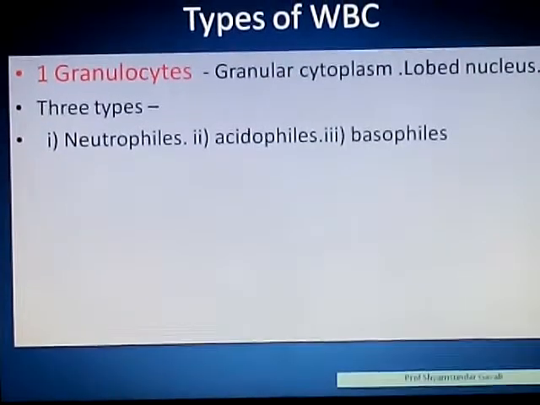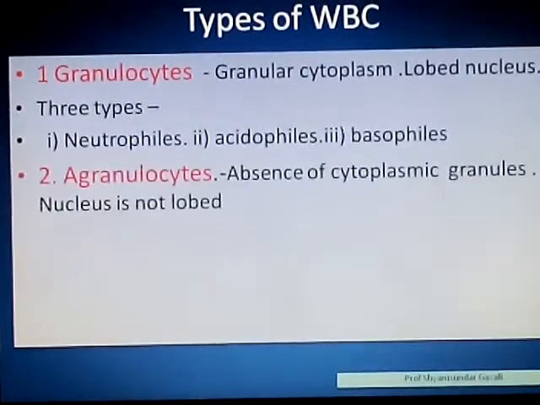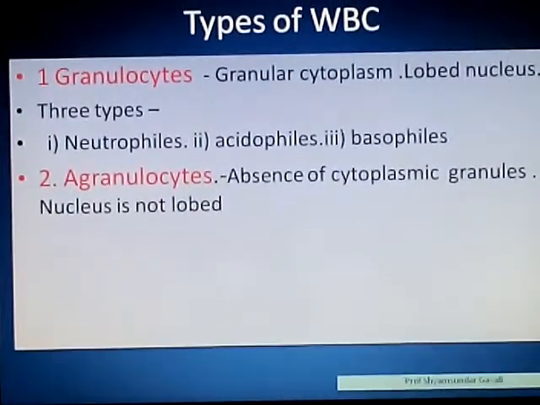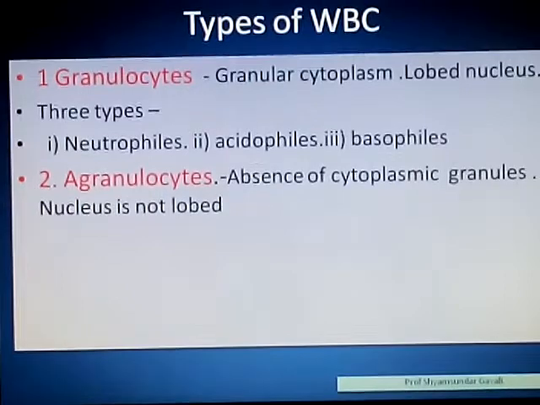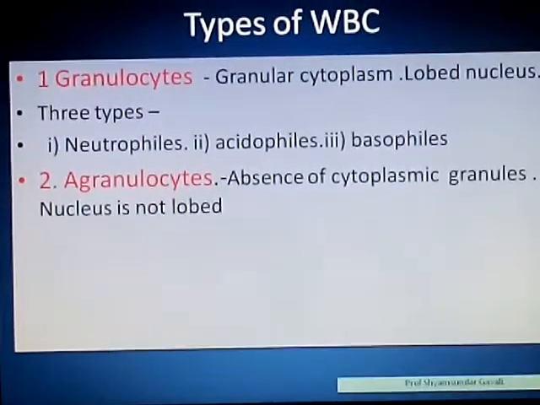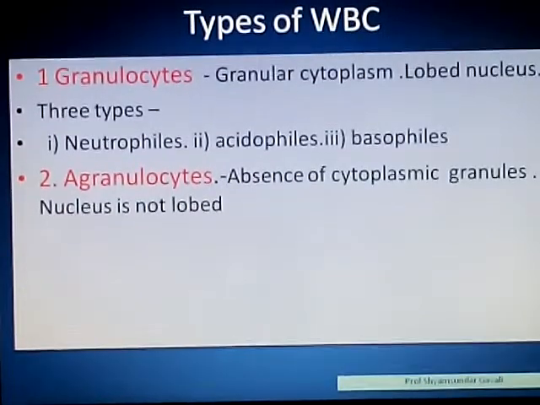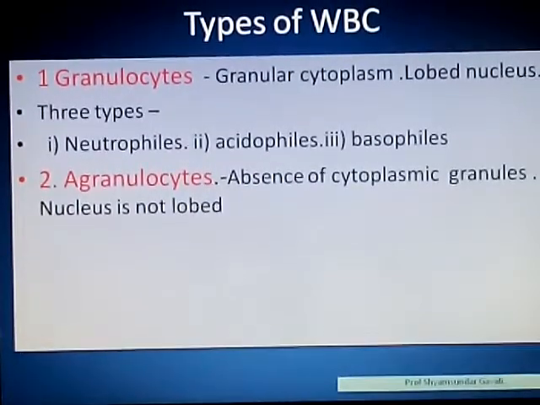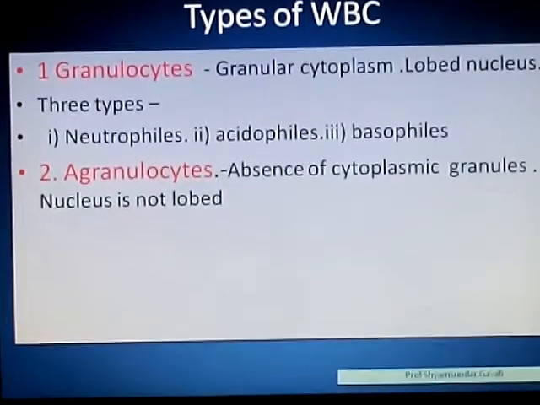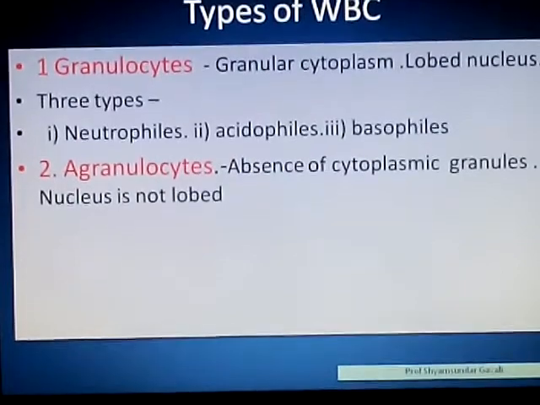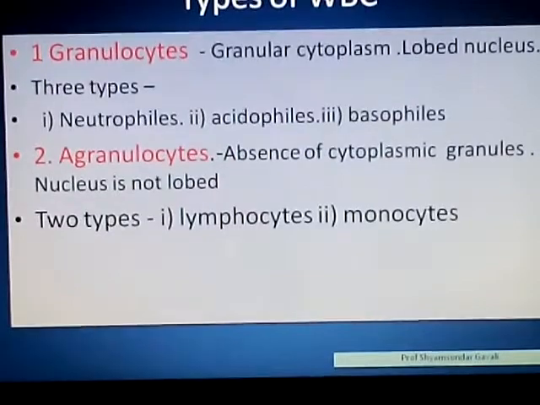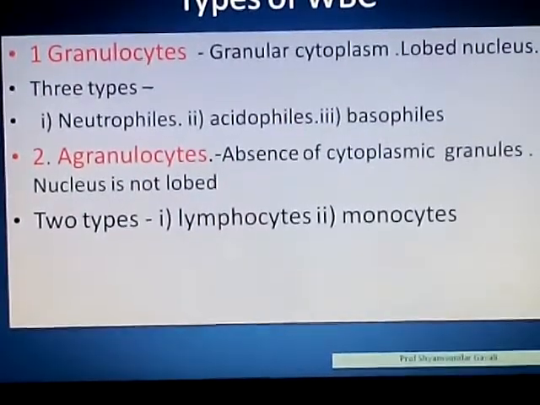The second type of WBC is the agranulocyte. In agranulocytes, cytoplasmic granules are absent and the nucleus of an agranulocyte does not show any kind of lobes. It is a non-lobulated nucleus. Agranulocytes further show two different types: lymphocyte and monocyte.